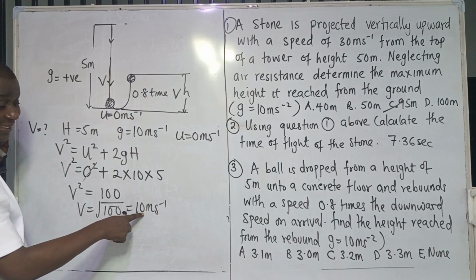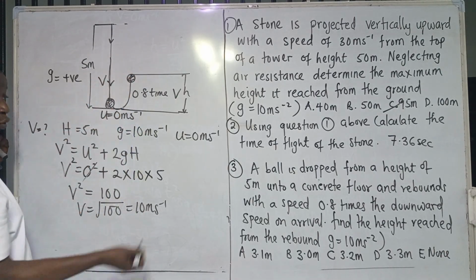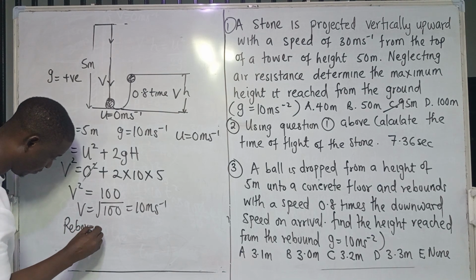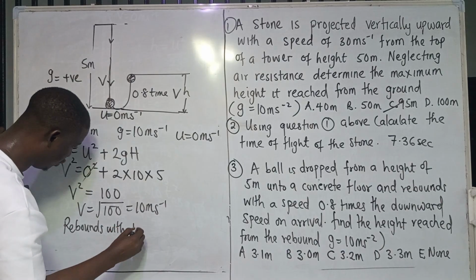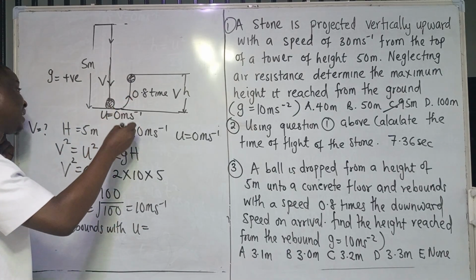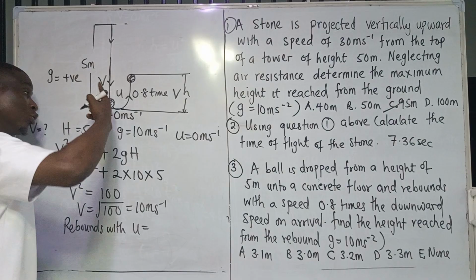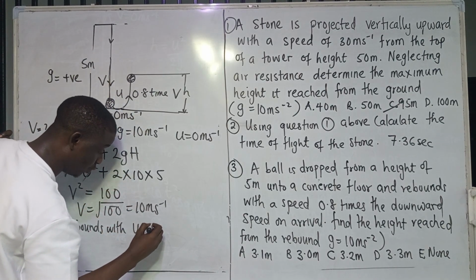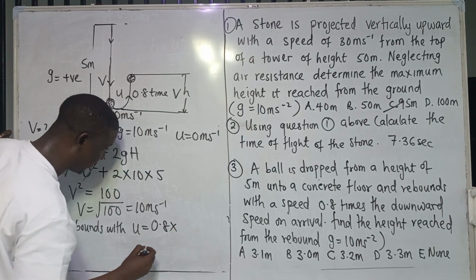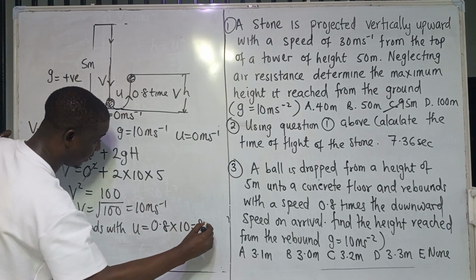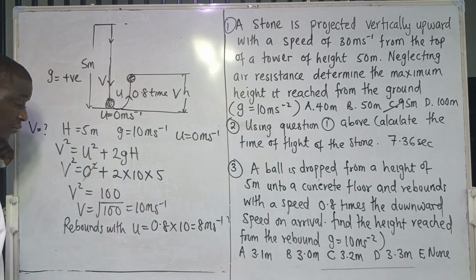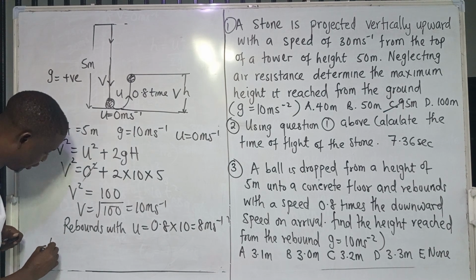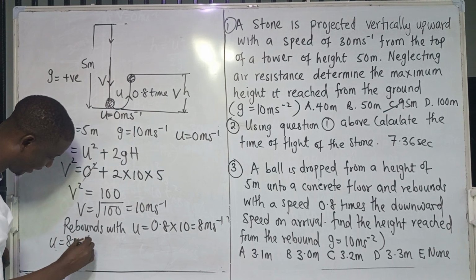But it now rebounds to a height. We don't know that height. So it rebounds with u now equal to what? Because the velocity at which you rebound will now take another velocity, which will now be u. To go up, you go up with u; to come down, you come down with v. So u will now be 0.8 times 10, that will be 8 meters per second. Good, so your initial velocity now is 8 meters per second.